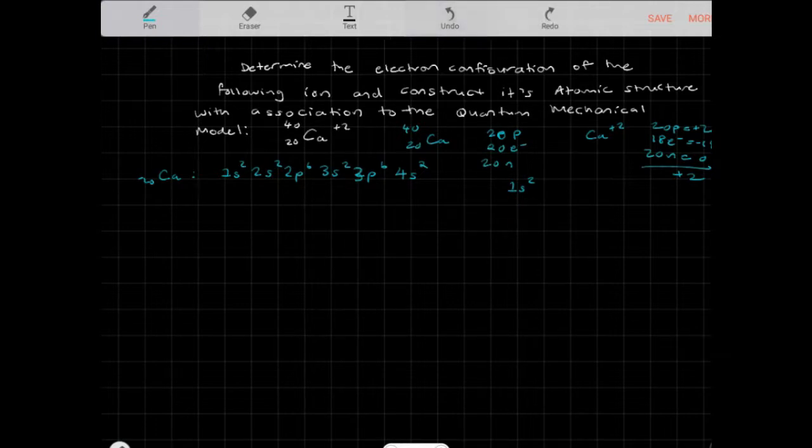Let's just get rid of the numbers on top. 2s, 3s, 3p, 2p, 3s, 3p, 3d, 4s, 4p, 4d, 4f, right? So you would basically fill them, and you can put the electrons that cover each subshell.